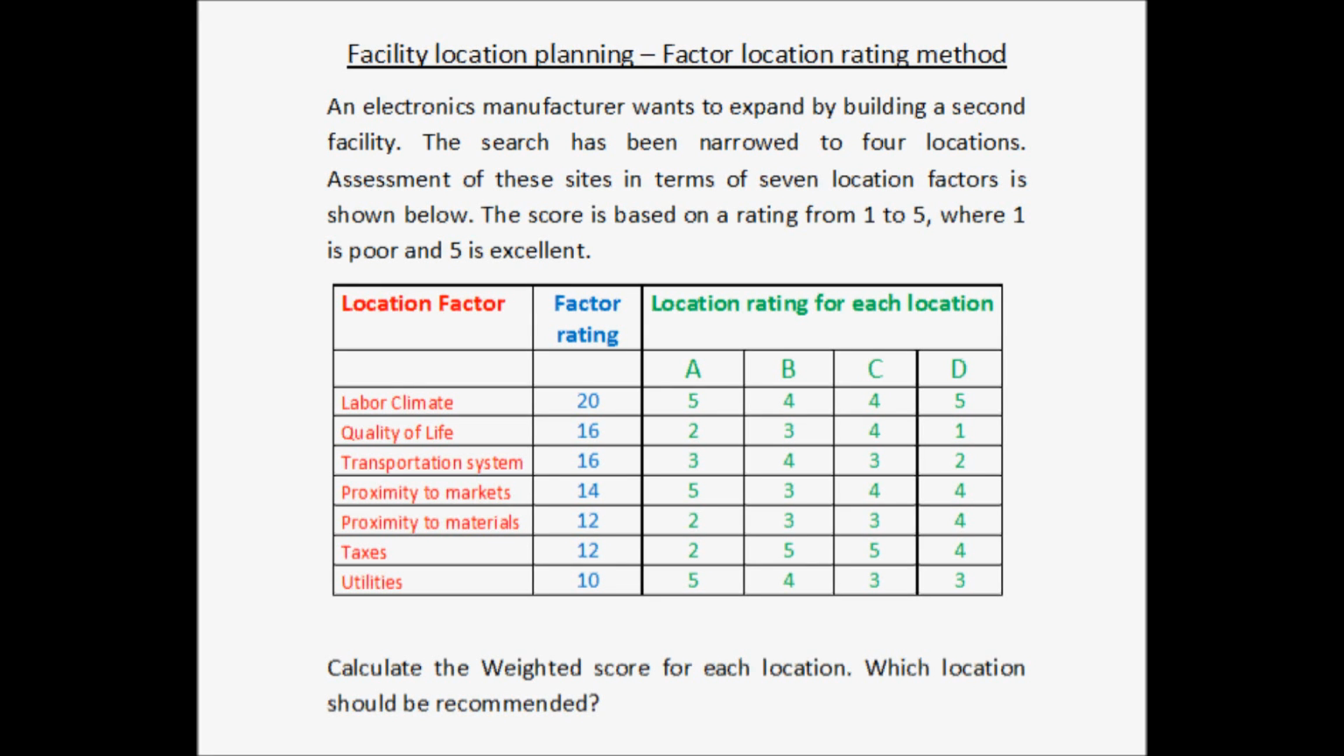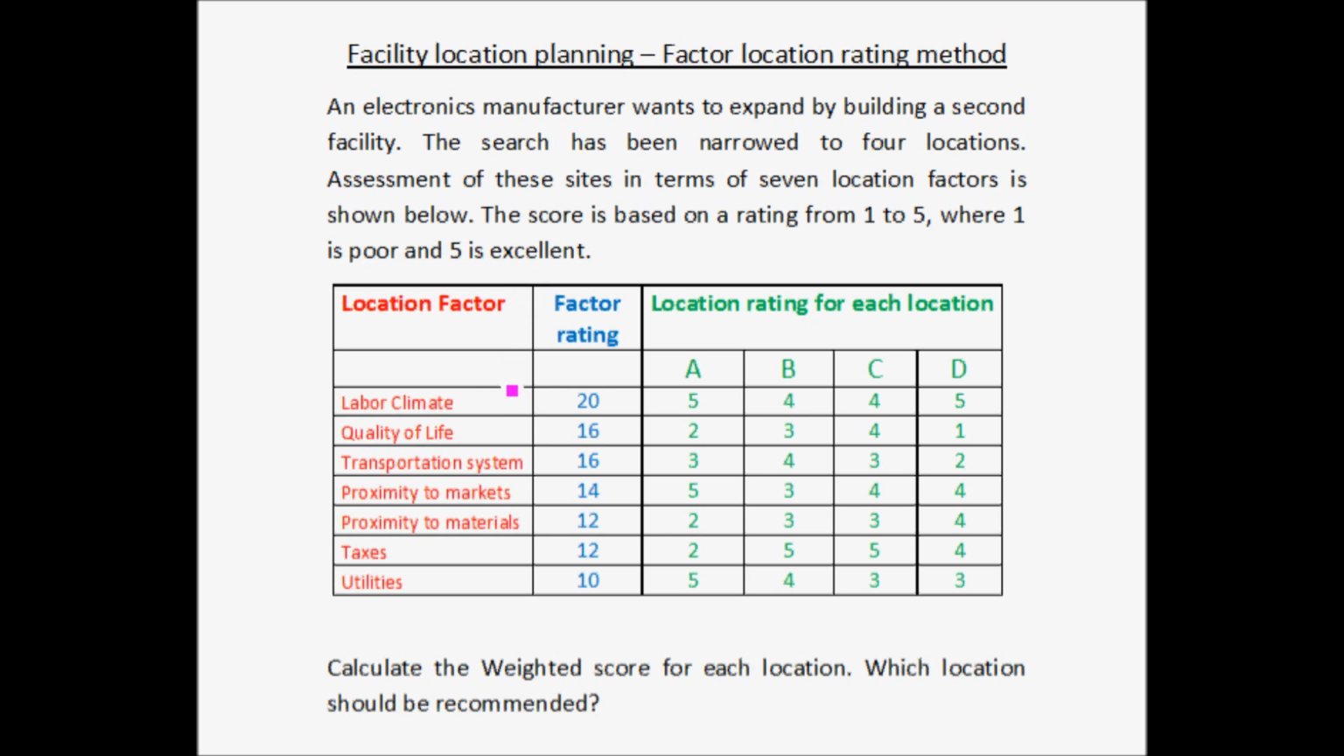Let us look at an example of the factor location rating method to decide the facility location. An electronics manufacturer wants to expand by building a second facility. The search has been narrowed to 4 locations. Assessment of these sites in terms of 7 location factors is shown below. The score is based on a rating from 1 to 5, where 1 is poor and 5 is excellent.